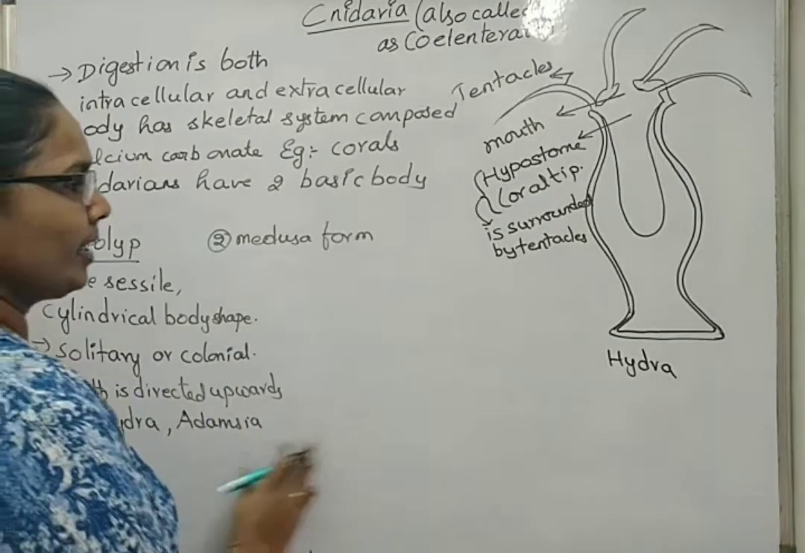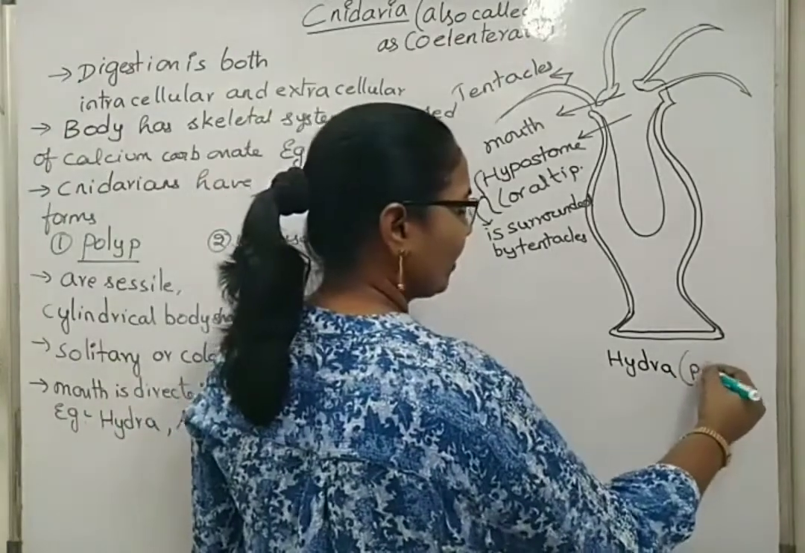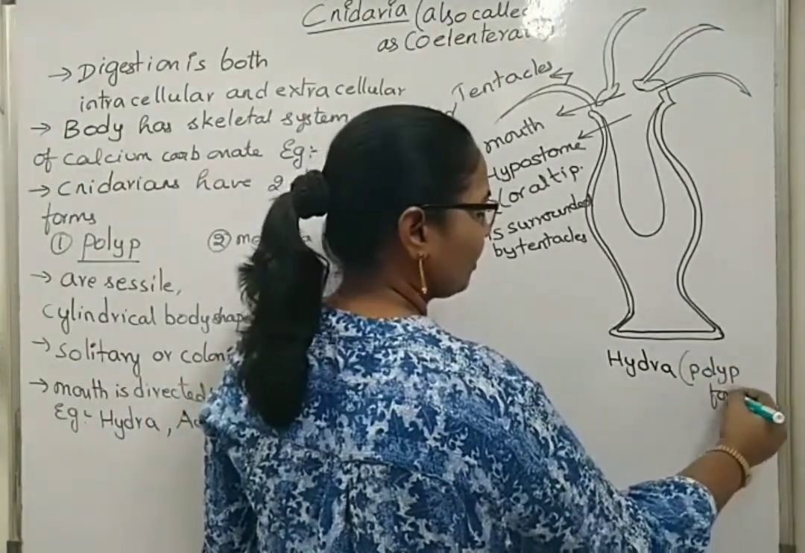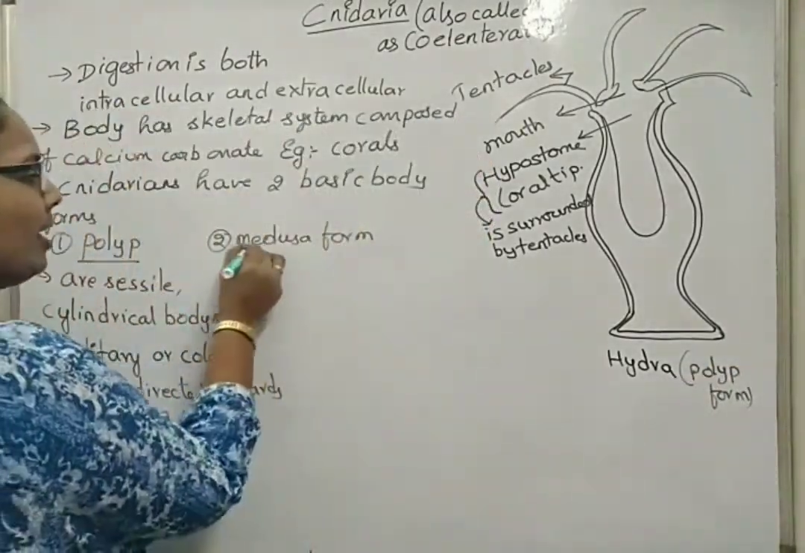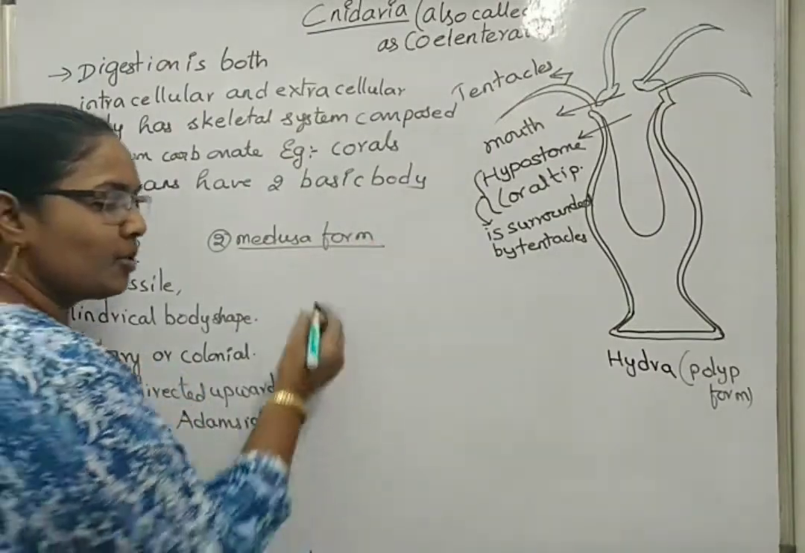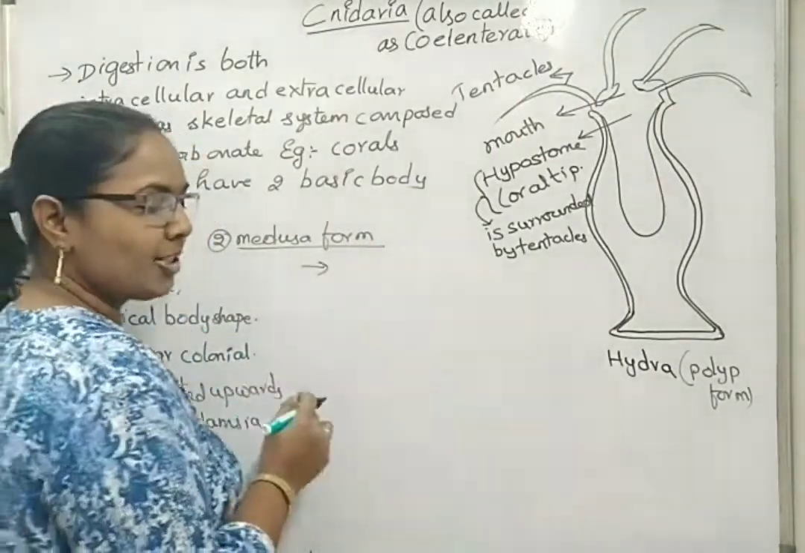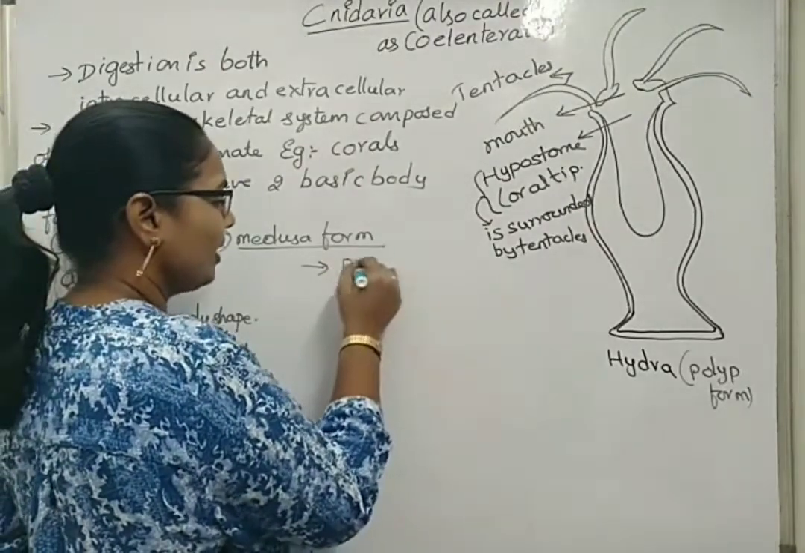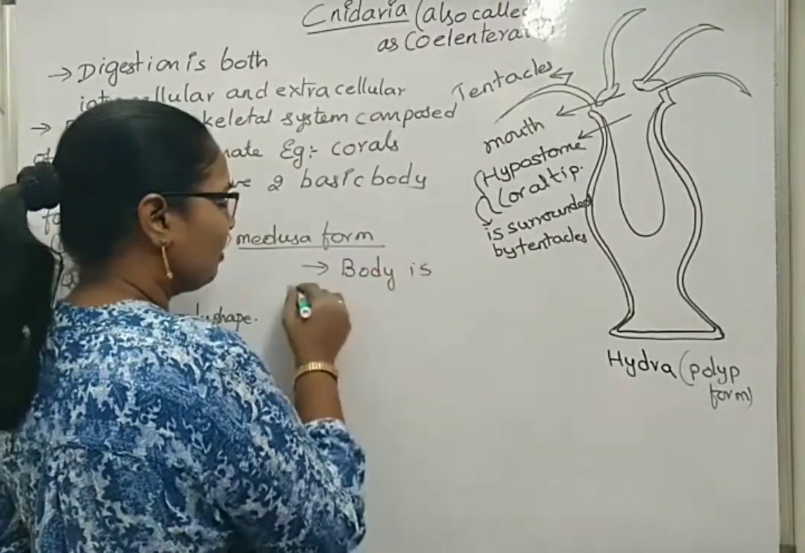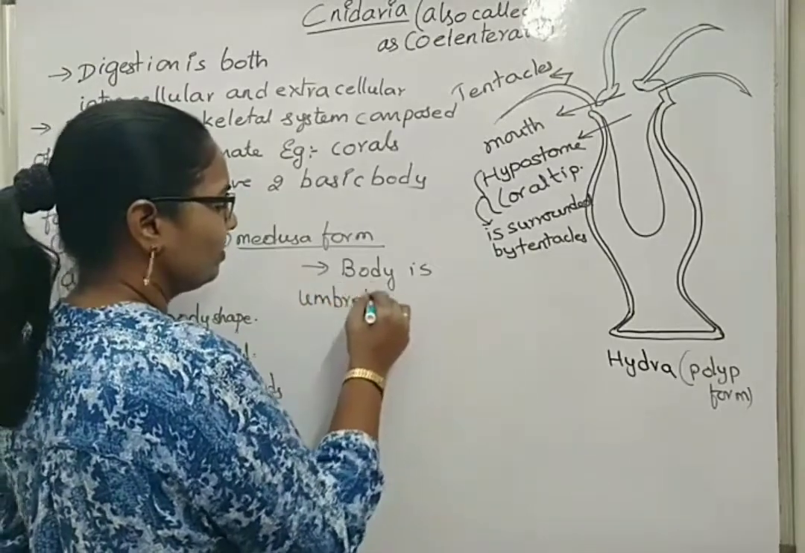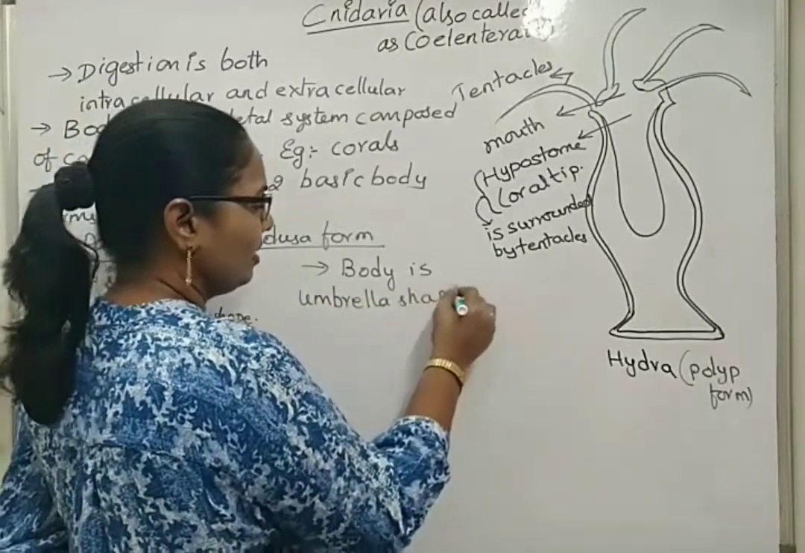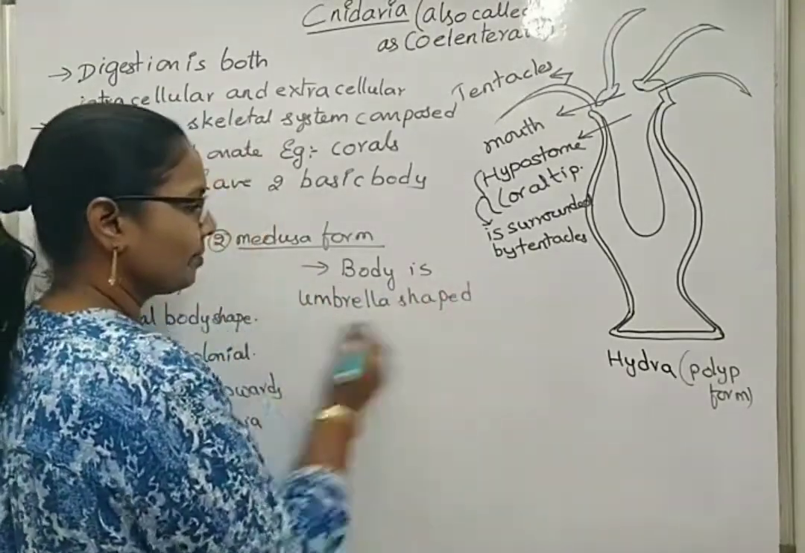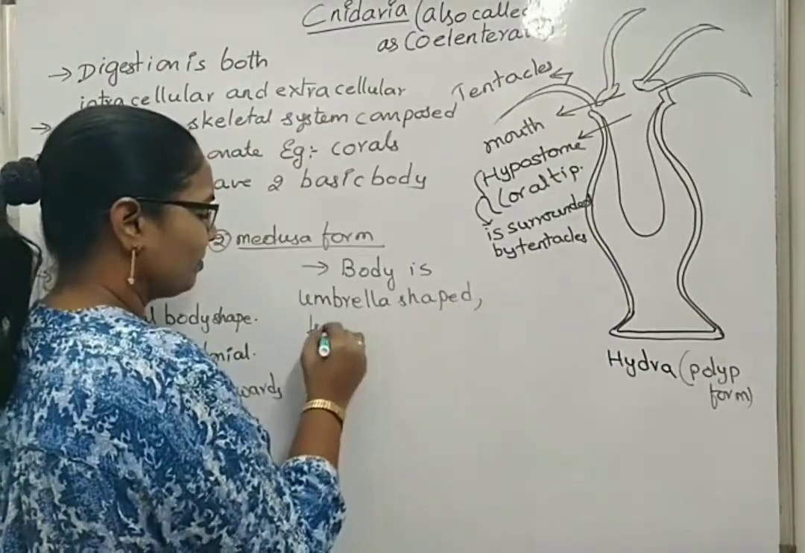So these both are exhibiting. Hydra is also exhibiting polyp form, we can write. Next one about Medusa. So Medusa body is umbrella shaped. These are not sessile, these are free living. Body is umbrella shaped, and these forms are free living forms.